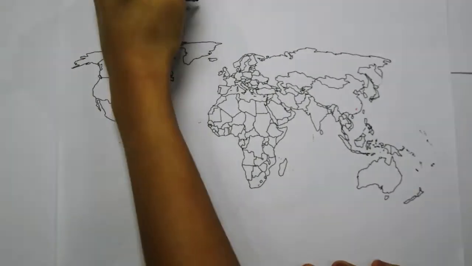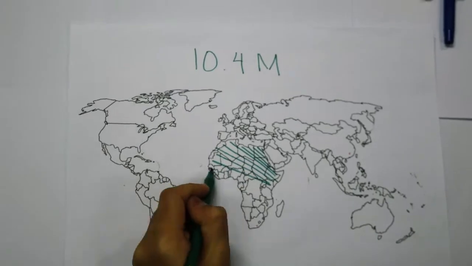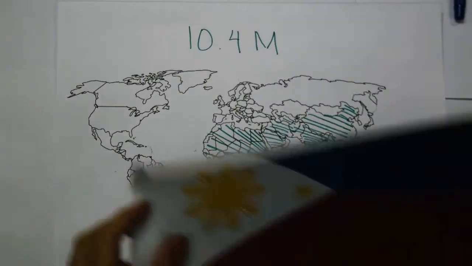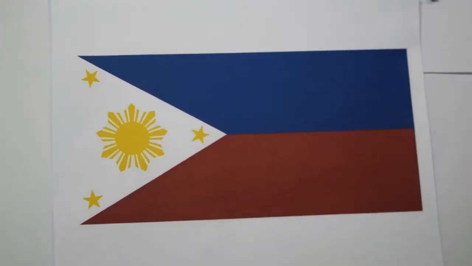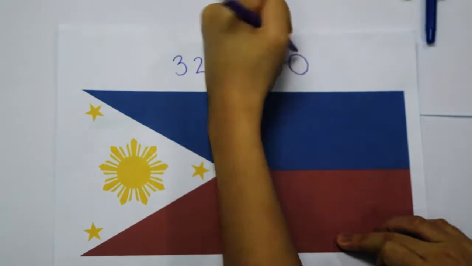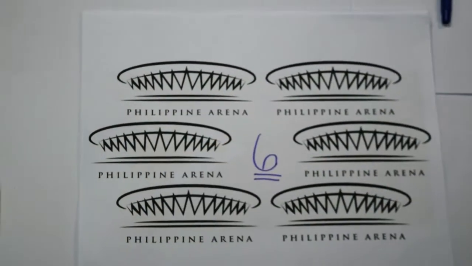In 2015, the WHO estimated 10.4 million new cases of TB worldwide, most of which were concentrated in Asia and Africa. Our country, the Philippines, is one of the 30 high-burden countries for TB. In 2015, there were an estimated 324,000 new cases of TB. If you think about it, that number can fill up about 6 Philippine arenas. Those are a lot of TB patients.